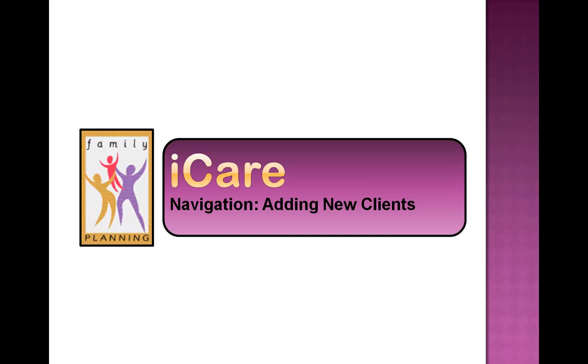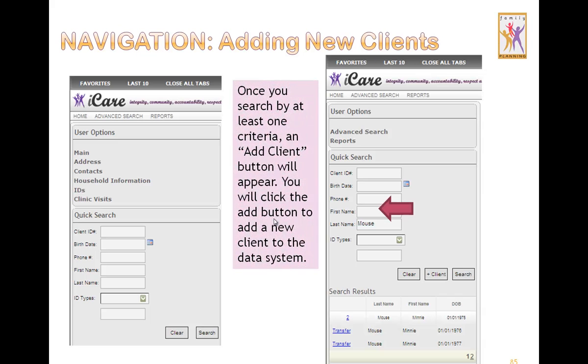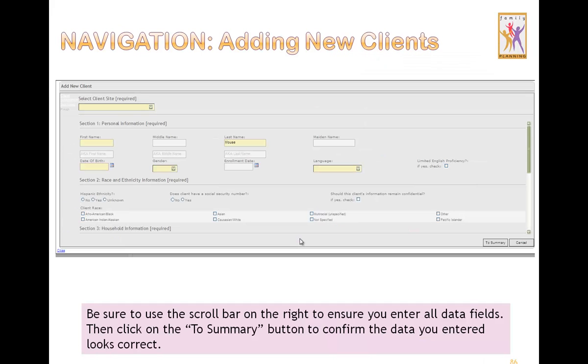Now, adding a new client is very simple from the iCare homepage. You'll have these options after you do a search for an individual. We want to make sure that we are not creating duplicates, so we ask that you search twice for an individual just to make sure that you don't have the person already existing in iCare. Once you realize that you don't have that individual in there, we ask that you hit the Add Clients button after the search results.